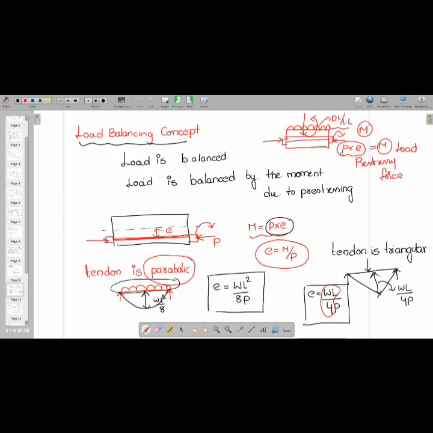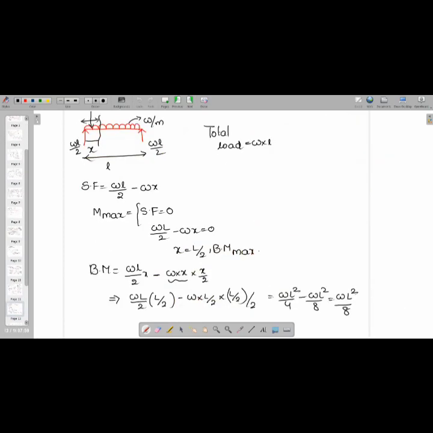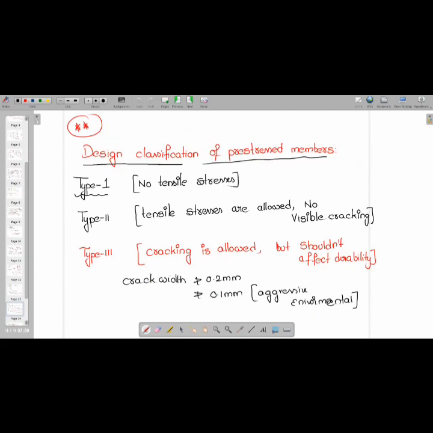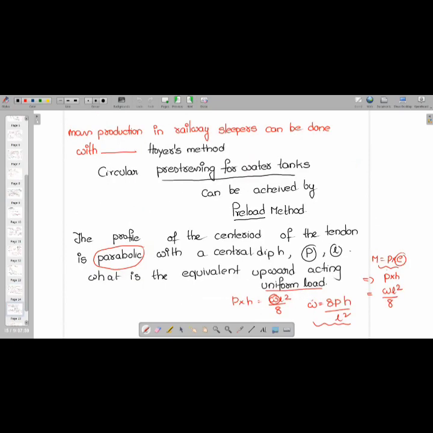Here we have a trapezoidal tendon, and this is the design classification of prestressed beams: type 1, no tensile stresses; type 2, tensile stresses are allowed and no visible cracking; and type 3, cracking is allowed but should not affect the durability. And circular prestressing can be achieved by the preload method, and mass production in railway sleepers is achieved by Hoyer's method.